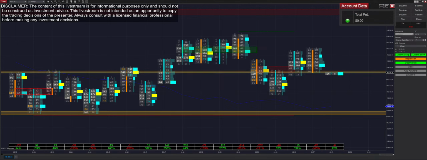I don't have a ton of levels on my chart. That would be due to the incorrect derived zone settings. I will post in the description my derived zone settings for this session.